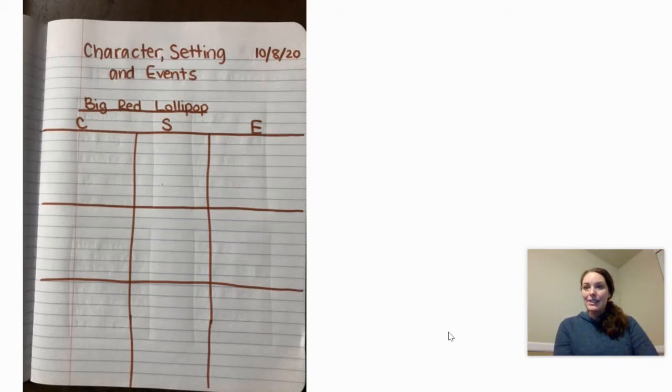If your handwriting is larger than mine, and it probably is, you can always make your table go on to the next page. If you feel like you need more room and the boxes that are on my paper are not big enough for your handwriting, you can choose to make your table bigger.